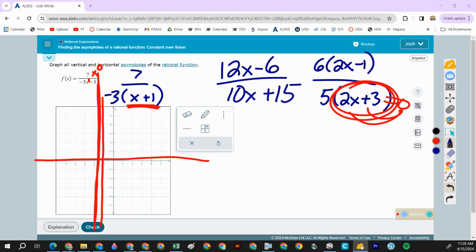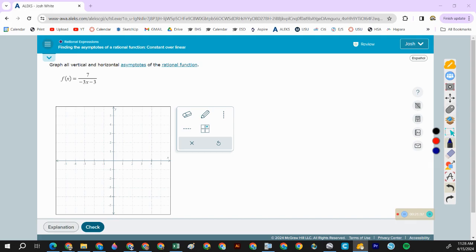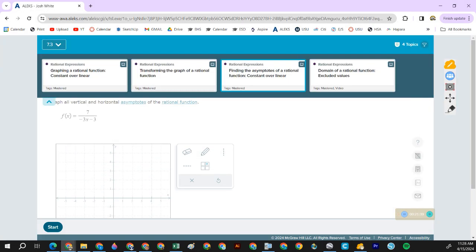Okay. And then which is bigger, the bottom or the top? They have the same degree, right? They're both first power. So I divide these. 12 divided by 10 is 6/5. That is my HA. Can you remember that? All right. Next one.